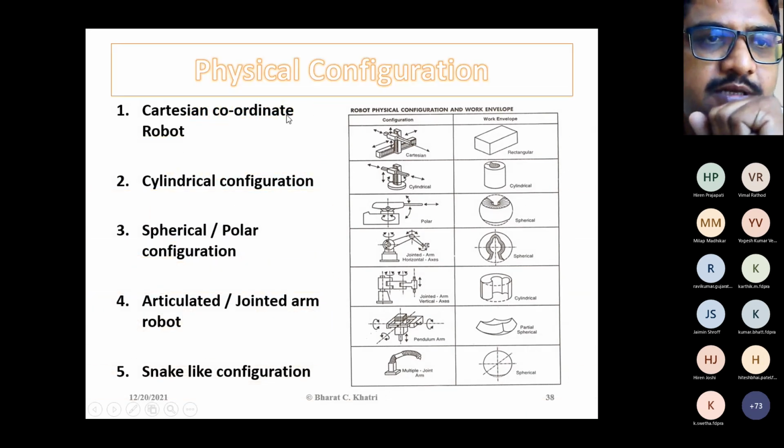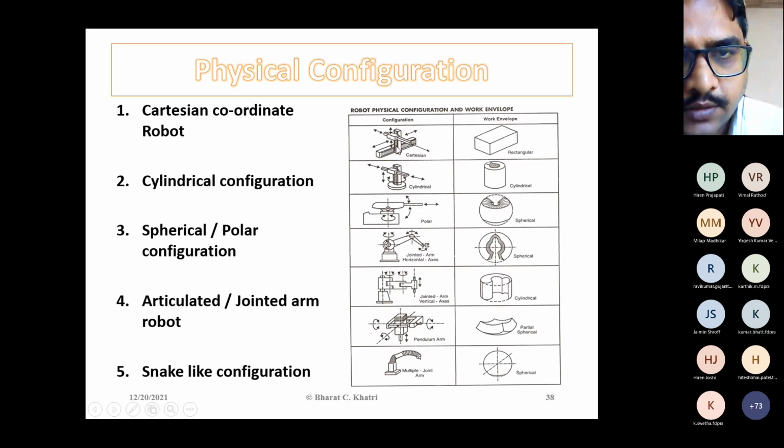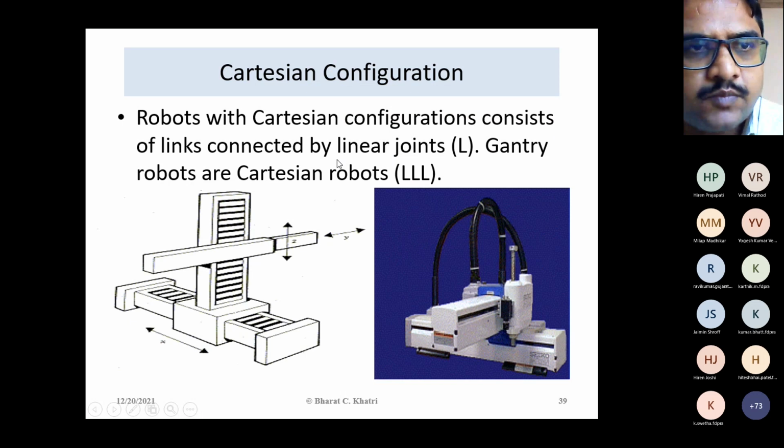The physical configuration, the first one, is the Cartesian coordinate robot, where you can see on this side the robot has three linear motions. So it can slide in X, Y, Z direction. It can only slide, it cannot rotate. It has linear motion in X, Y, Z direction. So that is known as a Cartesian robot.